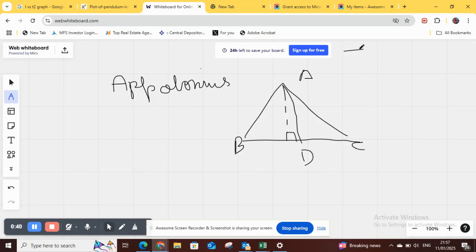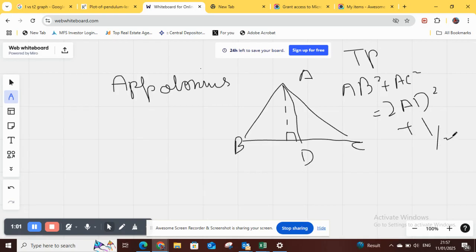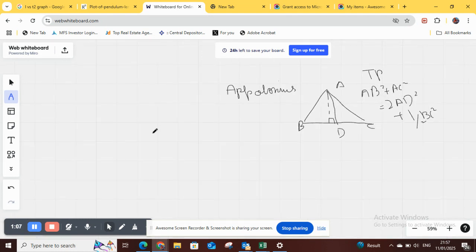So we need to prove in Apollonius theorem that AB squared plus AC squared is equal to 2AD squared plus 1 by 2 BC squared. So this we need to prove. Okay, so let's start the proof.